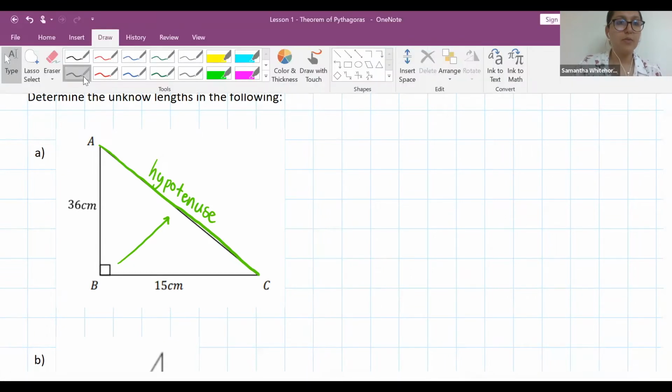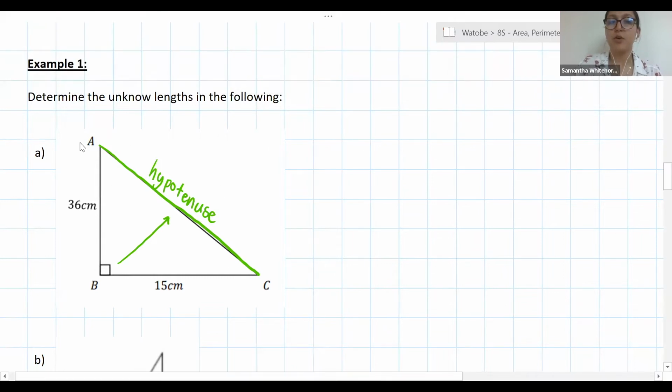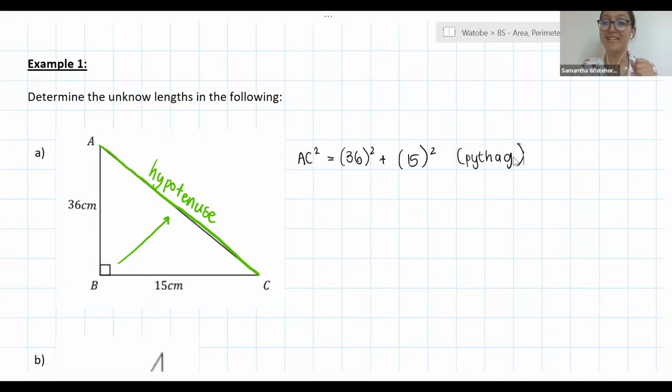Right. So now we want to go and work out this unknown length. So we want to work out the length AC. This is saying to me that AC squared, which is the hypotenuse, is equal to the sum, so plus the square of the two other sides. So 36 squared plus 15 squared. Now, this is like a geometric reasoning, so we should actually put the reason Pythag or Pythagoras next to our initial statement. It's not a huge issue right now, but it is eventually going to be something we're very strict about. So rather just get into the habit now.